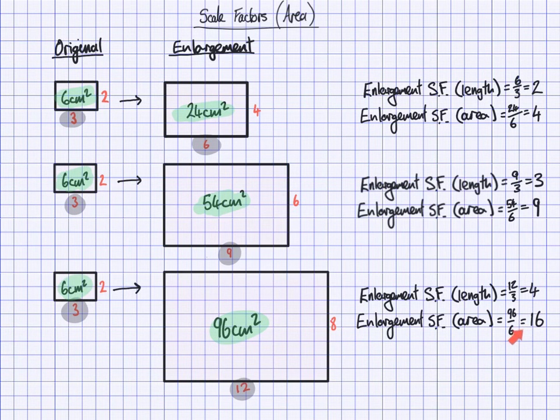And hopefully what you might pick up there is that 2 squared is 4, 3 squared is 9, and 4 squared is 16. So if I want to find my enlargement scale factor for area, all I need to do is work out my enlargement scale factor for length, which we already know how to do, and then I can simply square it. I don't need to actually draw out these rectangles to do that.